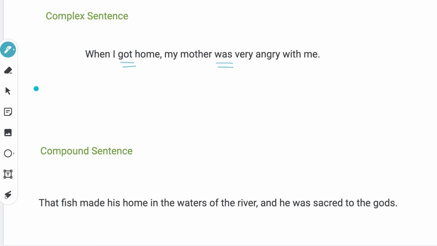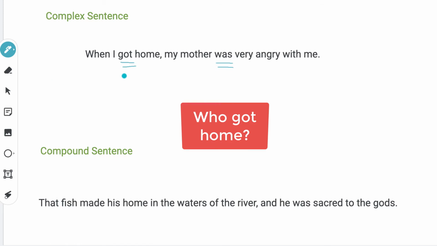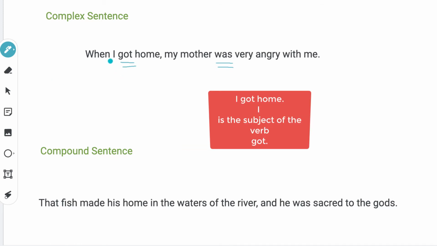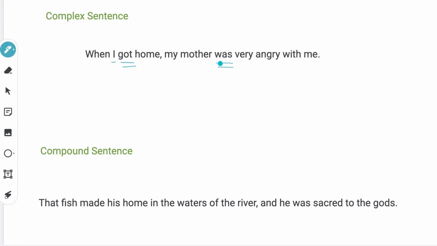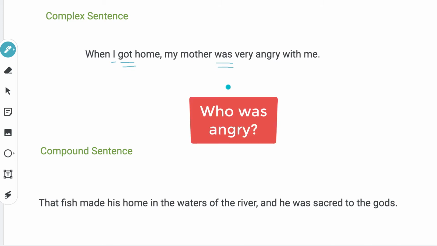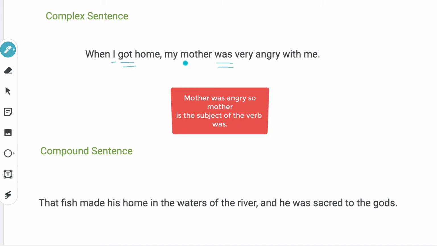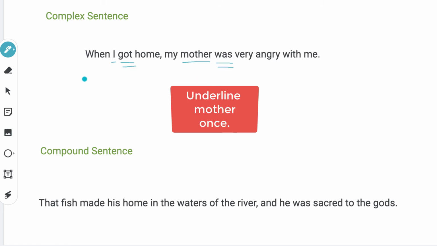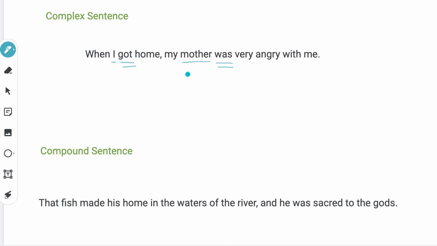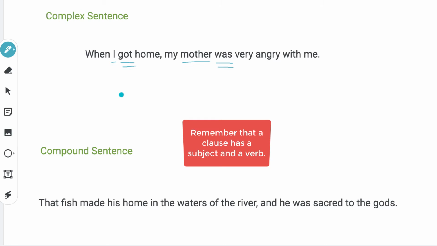Then we'd ask the subject questions. Who got? The answer to that is I got. So I is the subject of this verb, and so we'll underline it once. And then let's ask the same question about was. Who was? The answer is mother. So mother is the subject of that verb. So we have two verbs and we have two different subjects. Looks like we have two clauses because a clause has a subject and a verb.